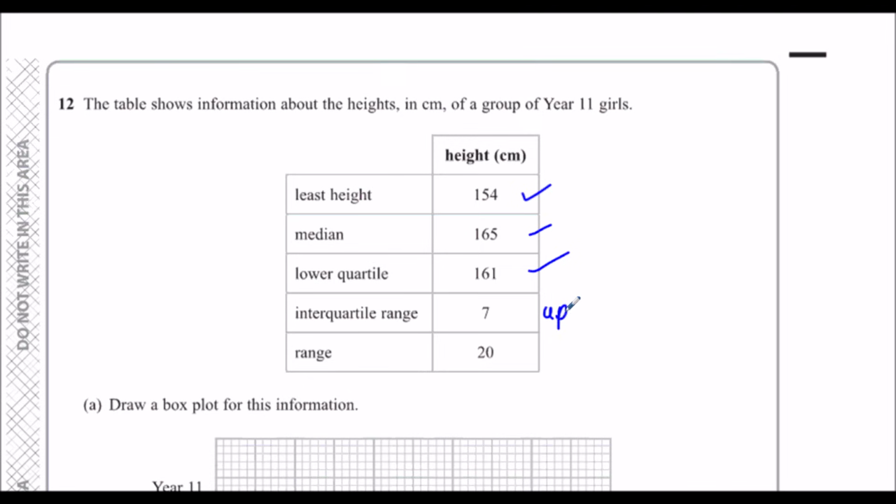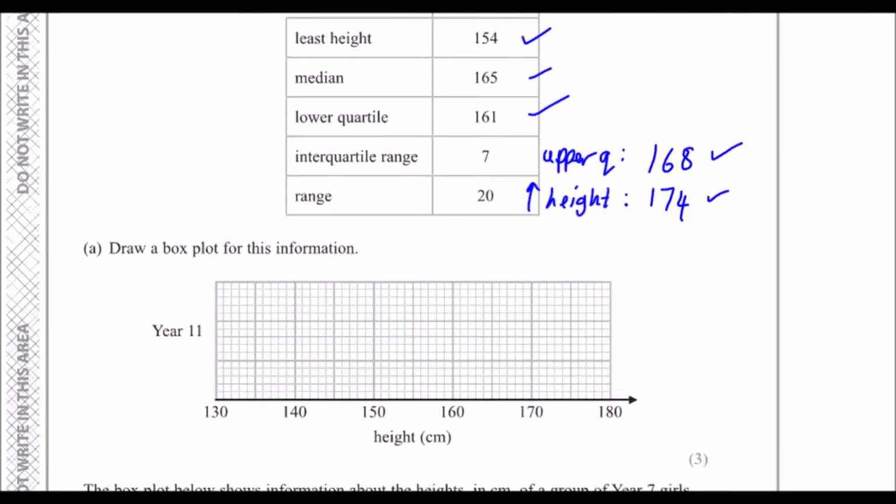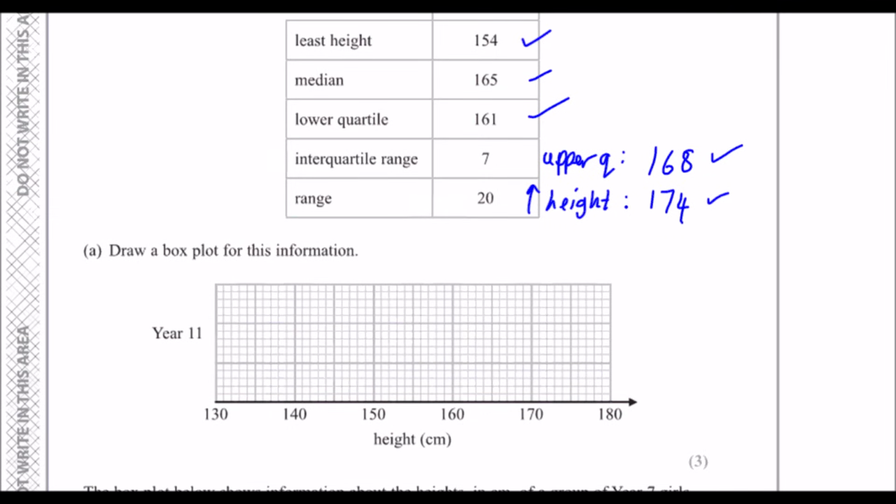So for the upper quartile, we need the lower quartile plus the interquartile range. So 161 plus 7, that's 168. And for the highest height, that's going to be the lowest height plus the range. So 154 plus 20, 174. So there's all our information to draw the box plot. So now it's just a case of drawing it in.